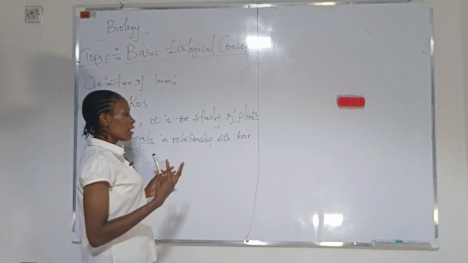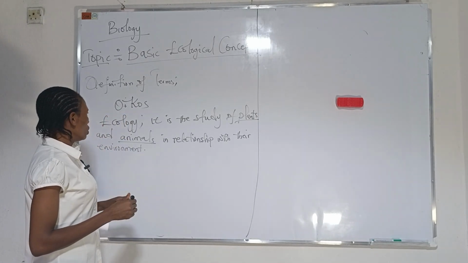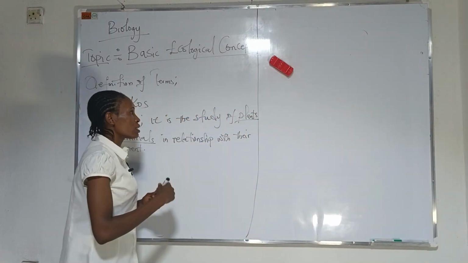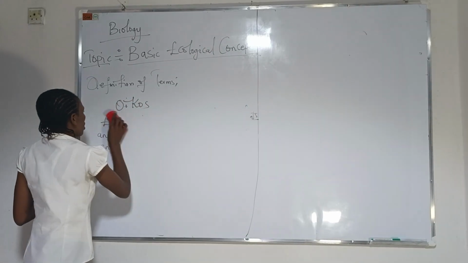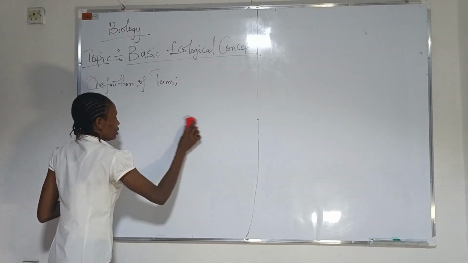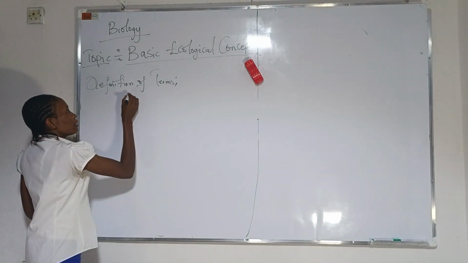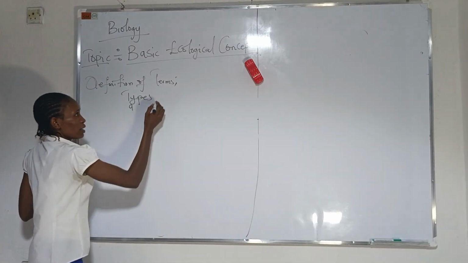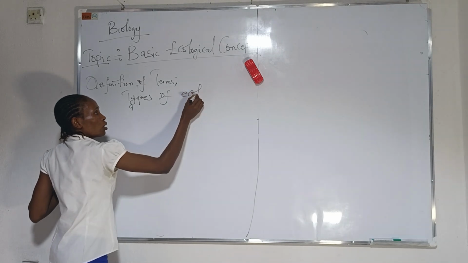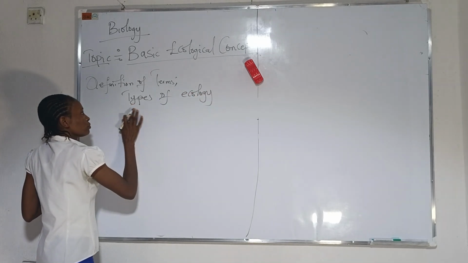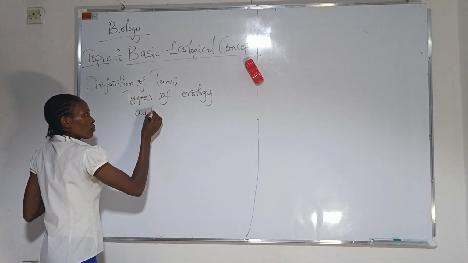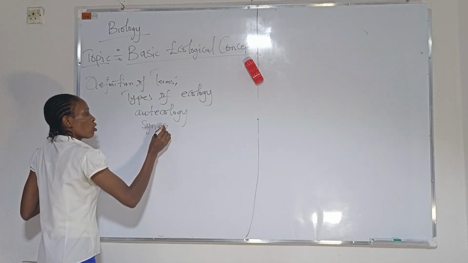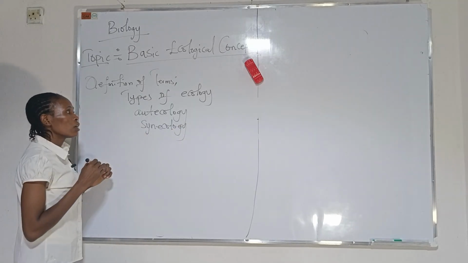Okay. We have two main types of ecology. We have autecology and synecology. Take note of it. Synecology and autecology. Types of ecology, before I go over to some concepts that I will define here.